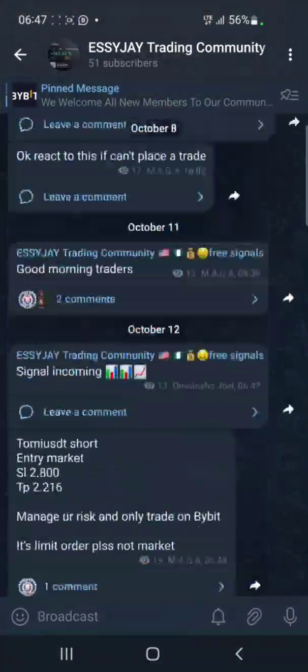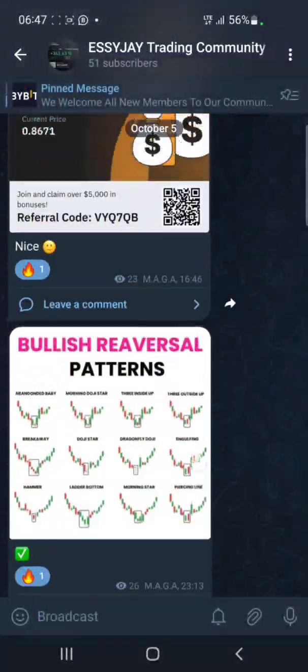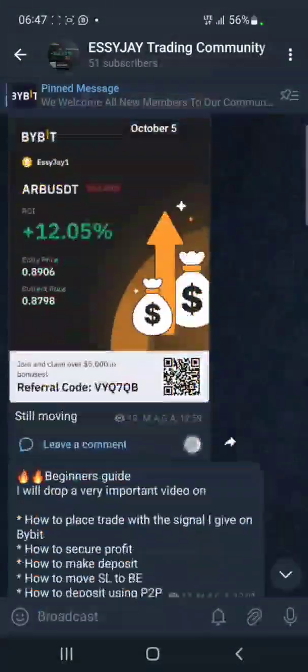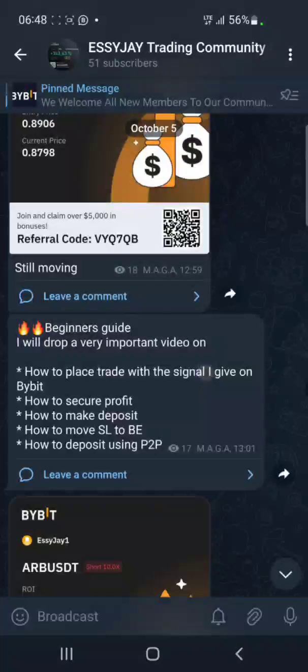I'll be showing us, like I promised earlier, how to secure profits, how to make deposits, how to move stop loss to break even, that is BE, and how to deposit using P2P. Now, let me start. I will start from how to make these two deposits: deposit using P2P and deposit from one exchange to another.